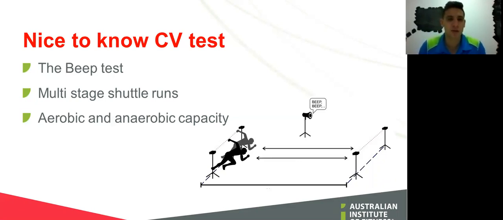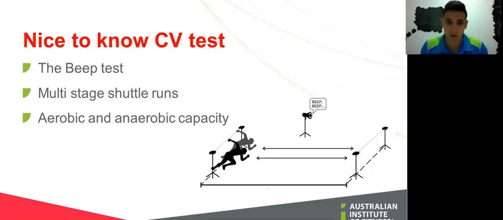Unfortunately, you do have multi-stage shuttle runs now that a lot of people are tending to, I guess, favour. So this is examples like the yo-yo test is one where you can actually have different tests for aerobic and anaerobic capacity. You can look at things like 6 by 20 meter sprints and time based on that. That's going to give you a bit of that client's anaerobic capacity as well.